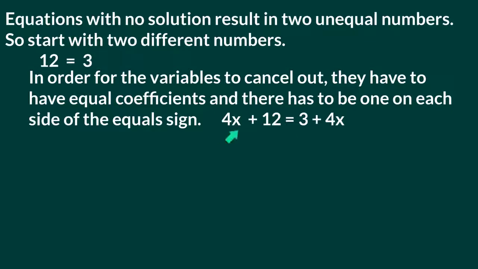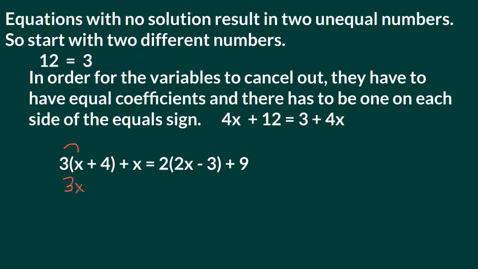But again, leaving it like this is too simple. We got to break it up a little bit further. And here's some examples of what I did to break it up. Here, if you look, 3 times the x is going to give me 3x. 3 times the 4 is going to give me a 12. Add this x to the 3x, I'm going to get 4x plus 12. So it does simplify to the same thing.